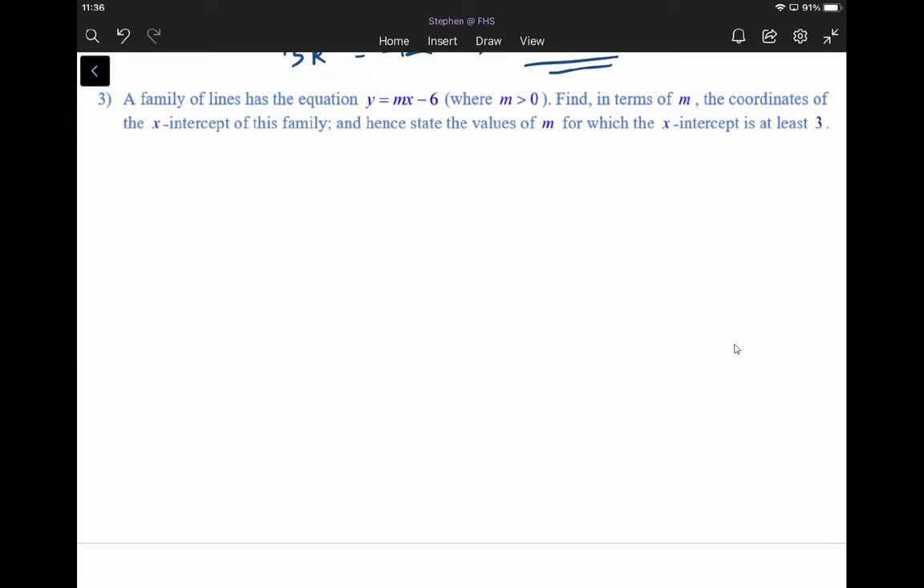We've got a family of lines over here with a varying gradient. So the gradient is the parameter, and the y-intercept is fixed at negative 6. But you need to pay attention to something very important. It says that m is greater than 0. Now that will be clear later on why we need the gradient to be positive, but for the moment, just keep that at the back of your mind.